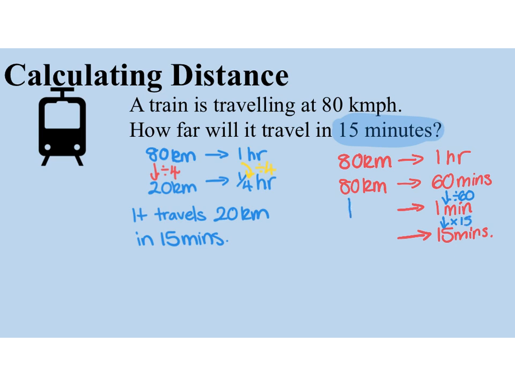So to get my answer, I need to divide by 60 and then multiply by 15. 80 divided by 60 and multiply 15 will come out at 20 kilometres again. It should do because that's the answer we got on the other side.